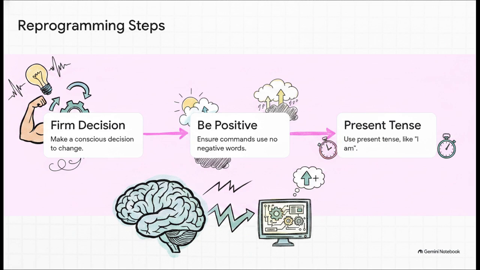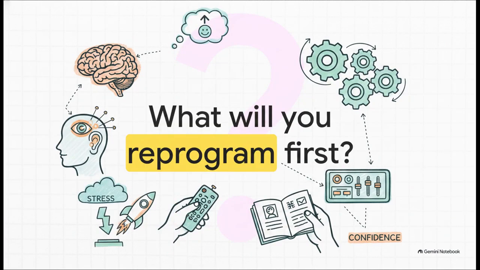And third, always use the present tense. Don't say, I will be confident tomorrow. No, say, I am confident. You have to feed that 2 million bit supercomputer the exact instructions it needs to accept this as your current reality right now. We have covered some truly incredible ground today.